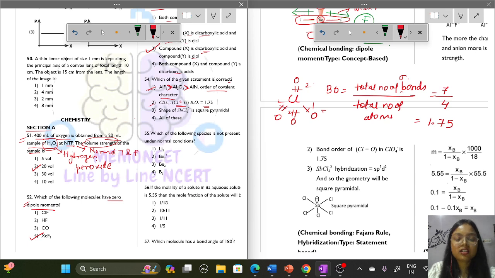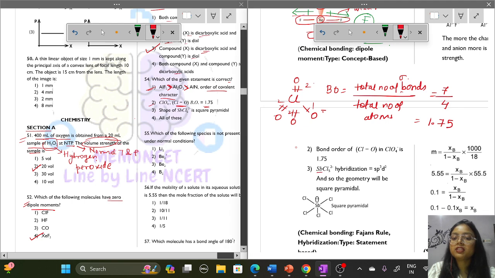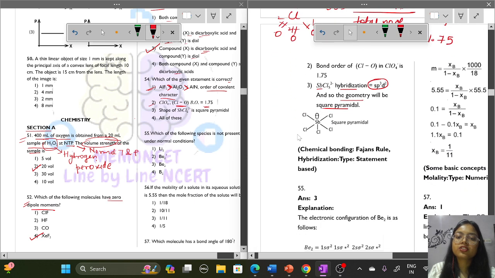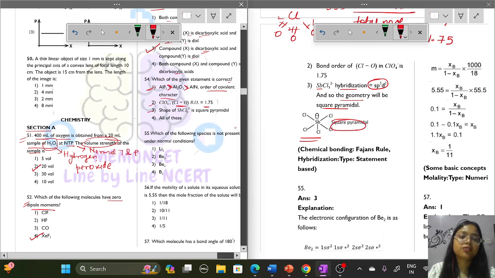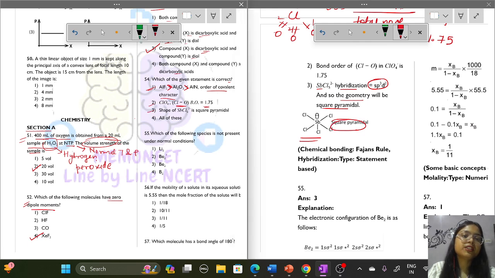Next is the third option. Shape of SbCl5 is square pyramidal. Its hybridization is sp3d and its geometry will be square pyramidal. You can see the structure here. For SbCl5, the shape and geometry will be square pyramidal. So option number 3 is also correct. So which option is correct in all the three? In this question number 54, all of these are correct. So option number 4 will be the correct option here. Just focus on this: the order is given incorrectly in the question, so you have to correct it first.